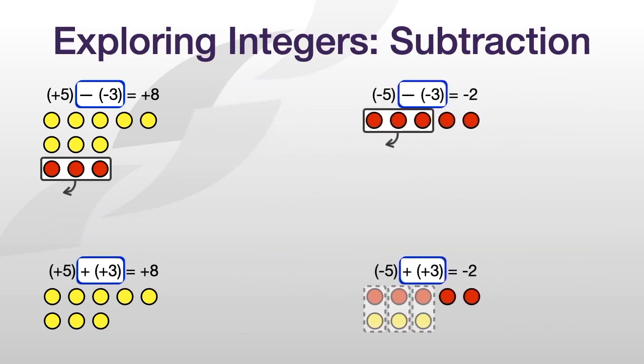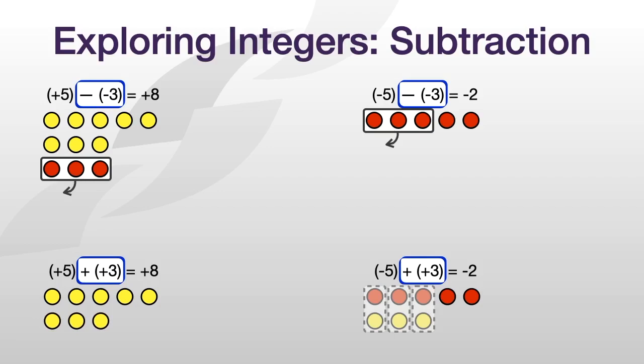In the first pair of equations, we begin with positive 5 yellow counters. Above, we add 3 zero pairs so that 3 negative red counters can be removed. The net result of these actions is 3 more positive yellow counters, as is true of adding positive 3 below.